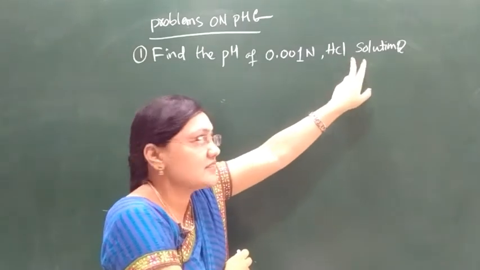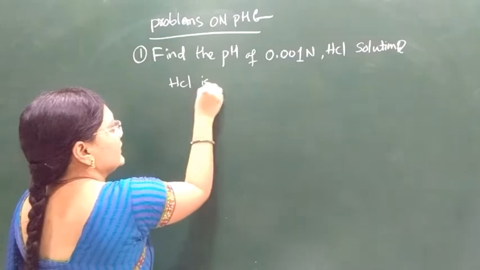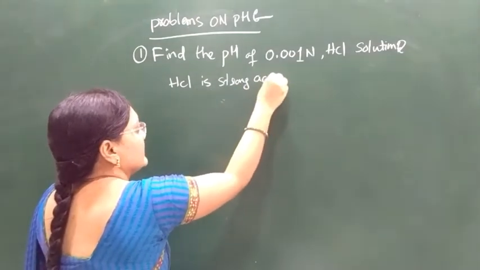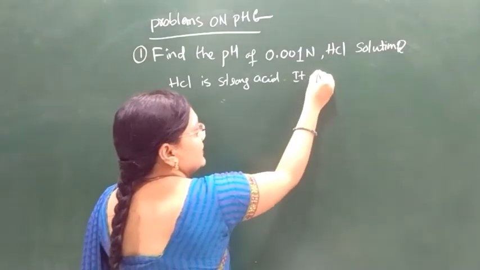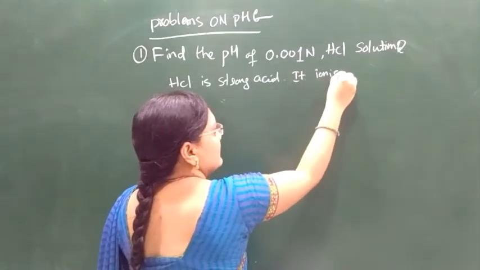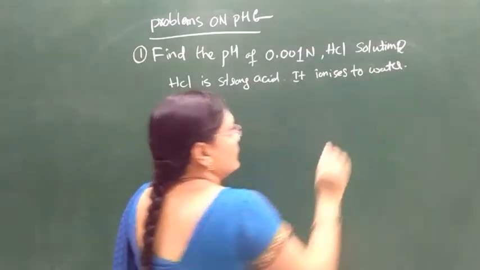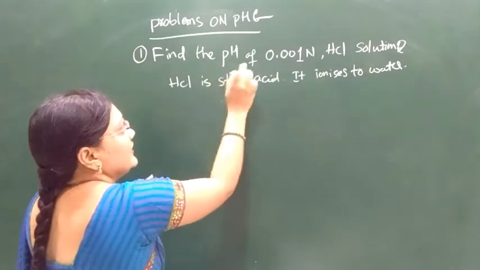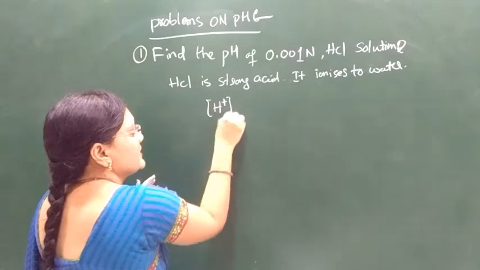Is HCl an acid or a base? HCl is a strong acid. It ionizes completely in water. To find the pH, we need the concentration of H plus ions.